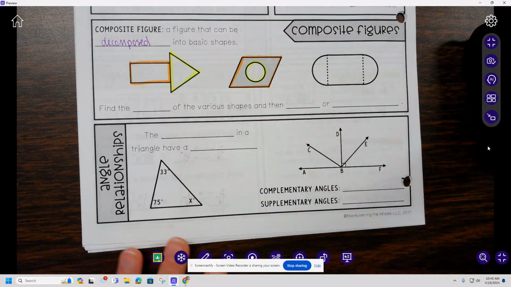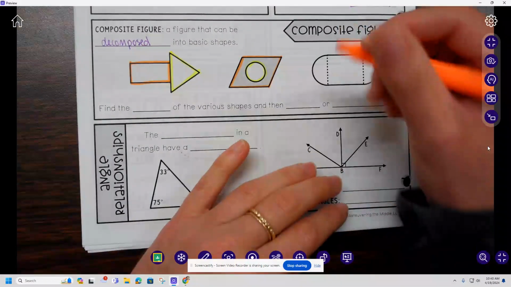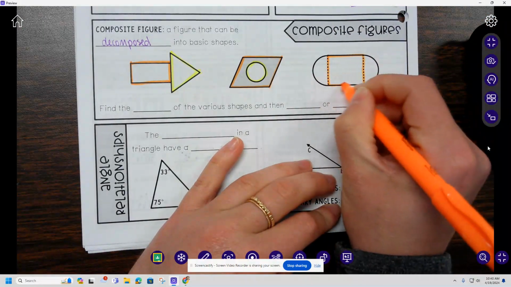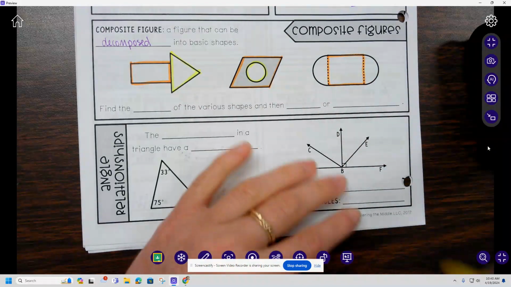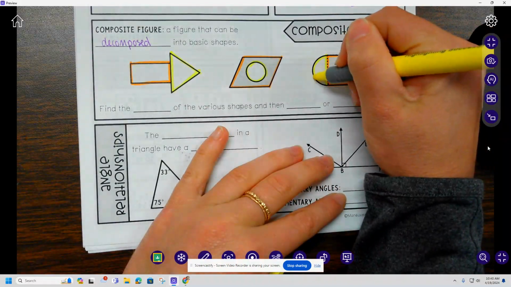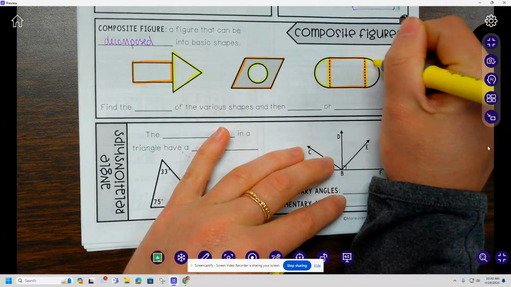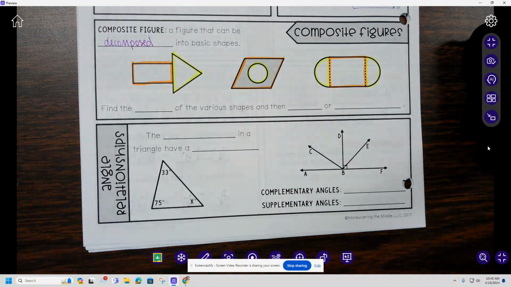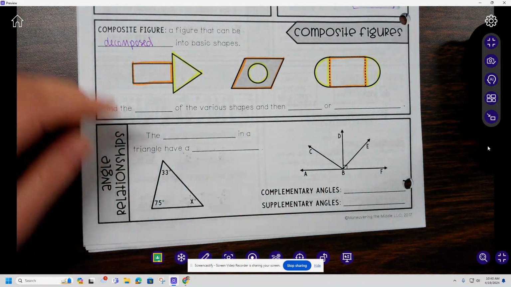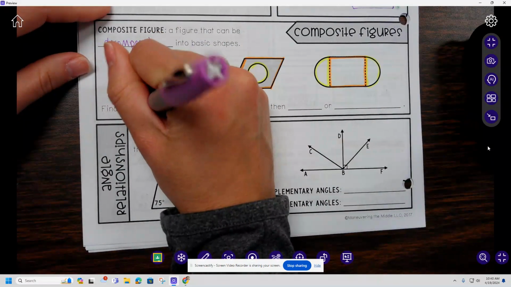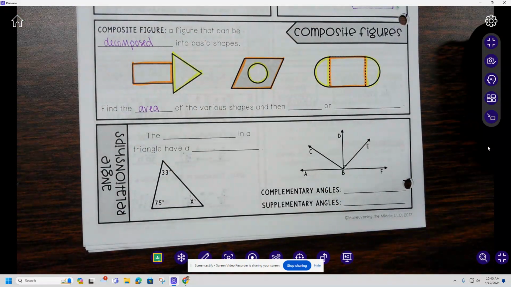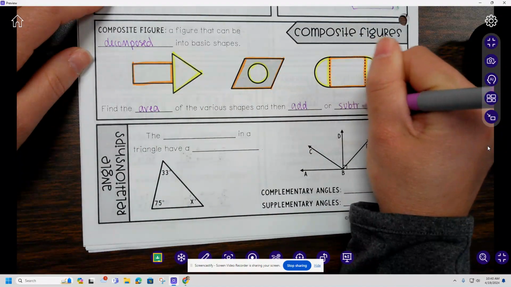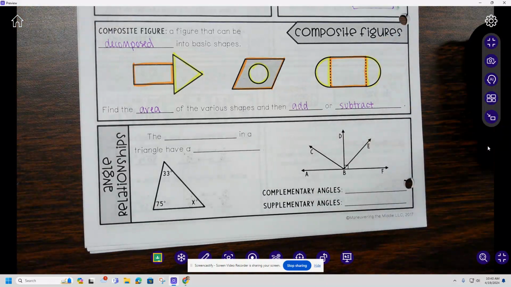And then our last example of this, it kind of looks like a track, but we can clearly see that it is a rectangle and 2 semicircles. And we know that a semicircle is just half of a circle, which means 2 semicircles make a whole circle. You're going to find the area of the various shapes, and then you're going to add or subtract based on what the question is asking.